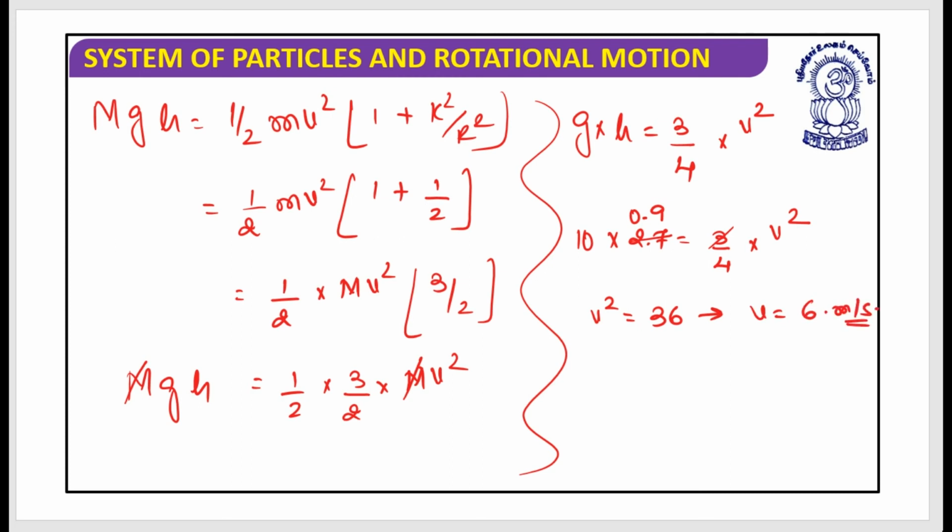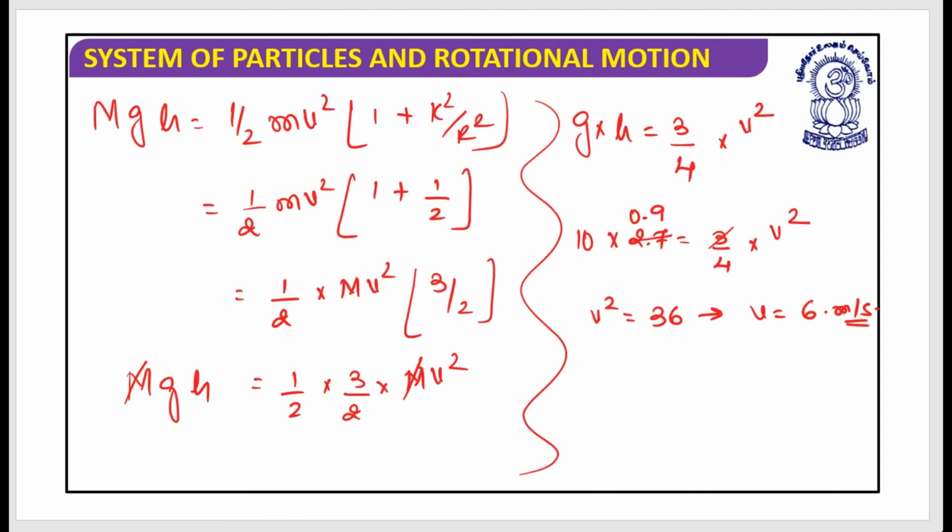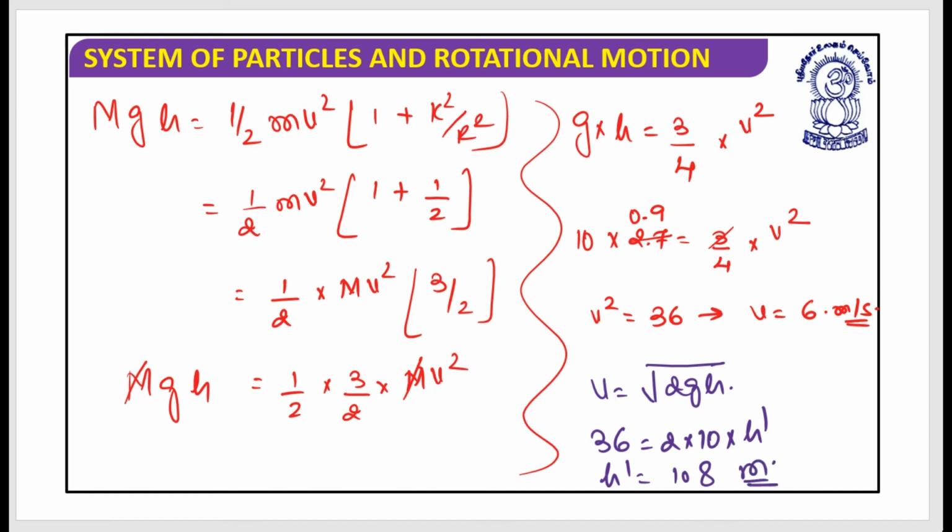Now what I need to do is, on this there is no friction. When there is no friction, this velocity will be equal to root of 2gh itself. They said the velocity would be the same. So now v equals root of 2gh, and v square equals 36, which is 2 into 10 into h dash. So h dash would be 36 by 20, which is 1.8 meters. I hope this is clear.